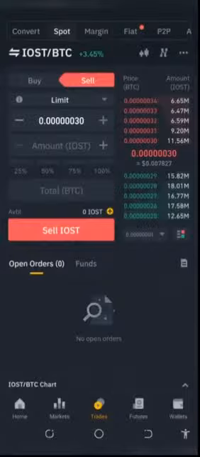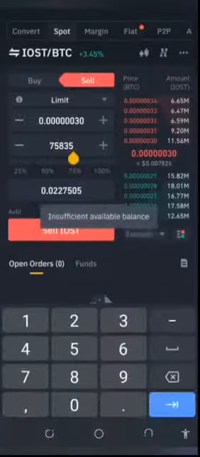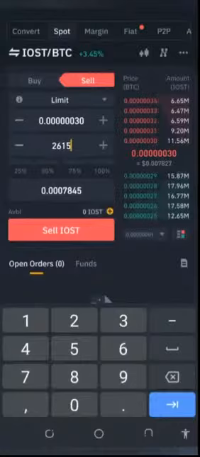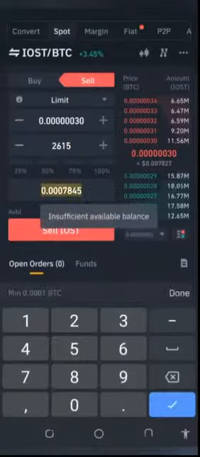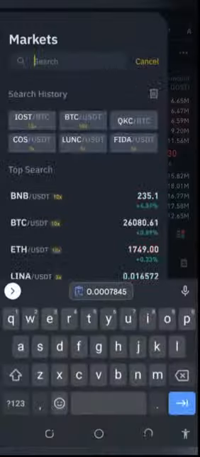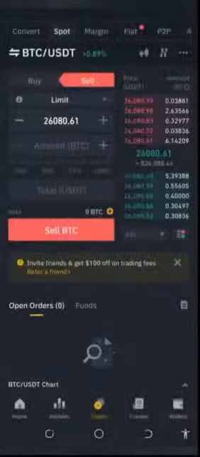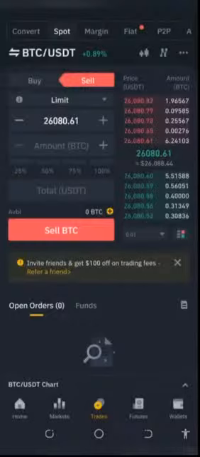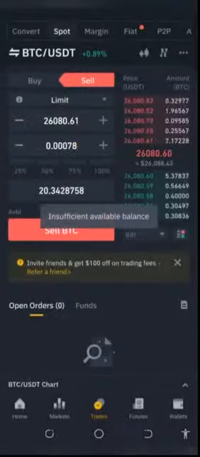Because if I put that amount here, I think that's supposed to be 2615, I would make profit, right? So let me cut that and see if this is going to work, if there's going to be some level of profit, right? So I'm going to put that in here. Yes, there is profit. There is profit.